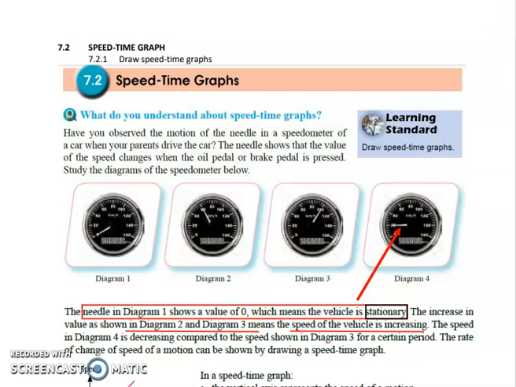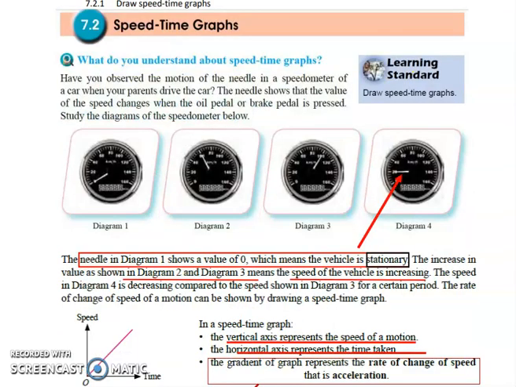Hello everyone. In the previous lesson, you learned about the distance time graph as well as how to solve problems involving distance time graphs. Today we will start the second part of chapter 7, which is the speed time graph.